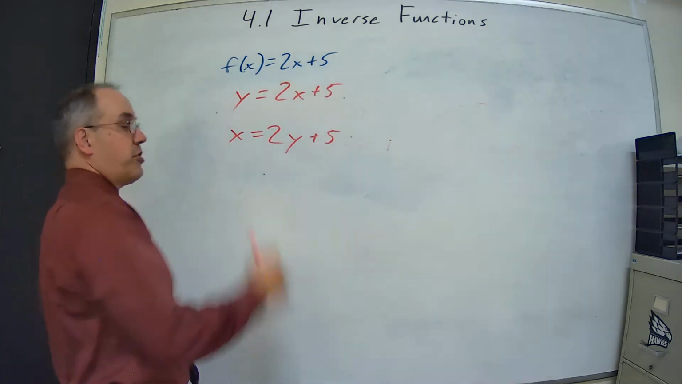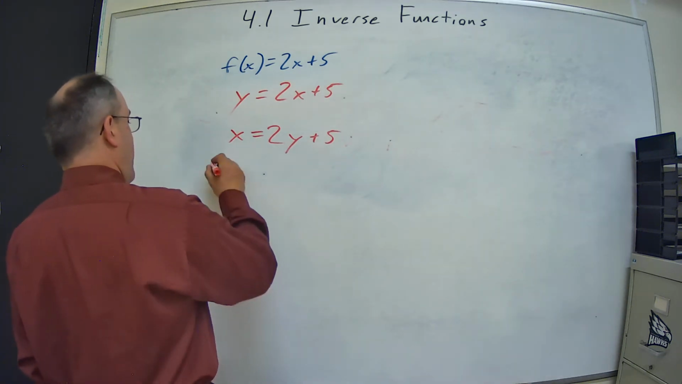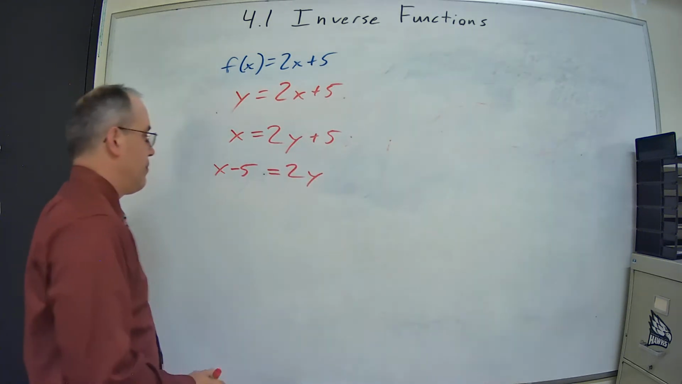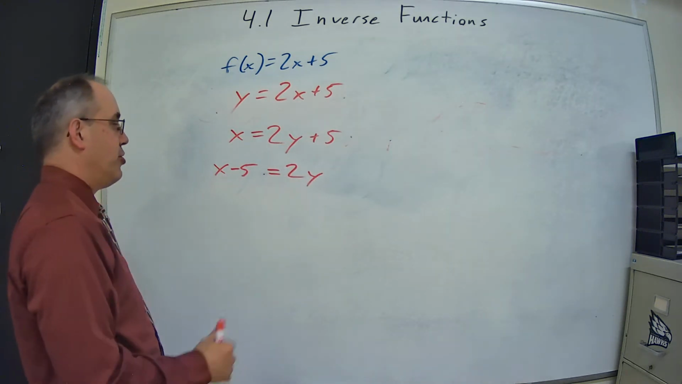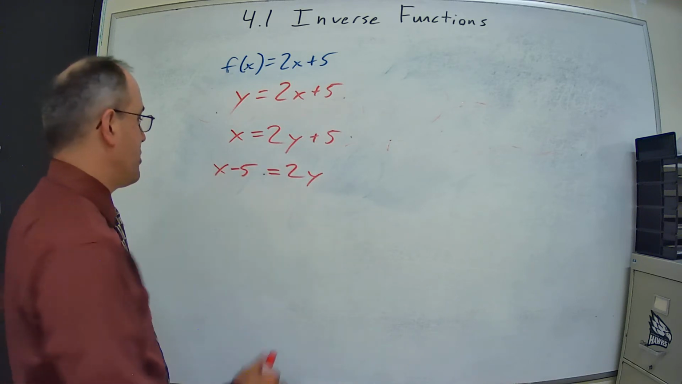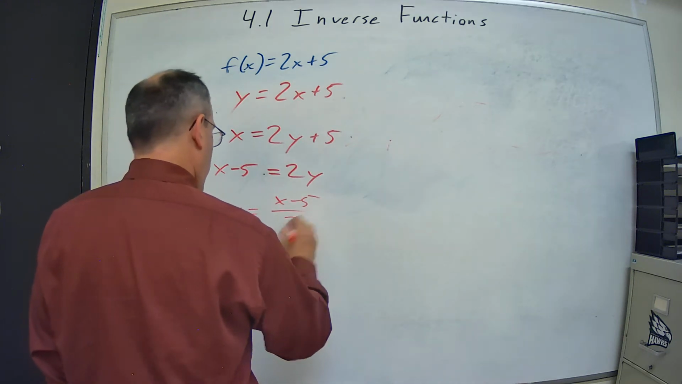And now I'm going to solve for y. So I'm going to subtract 5 from both sides. x minus 5 is equal to 2y. I'm going to divide 2 from both sides, and while I do that, I'm just going to switch sides because I like to have the y on the other side. So y is equal to x minus 5 over 2.